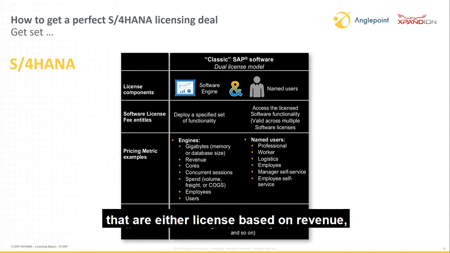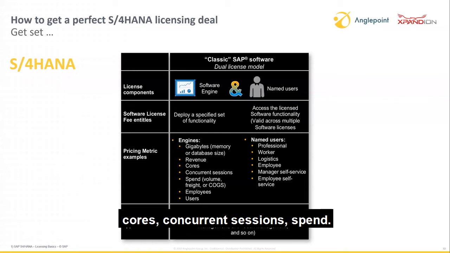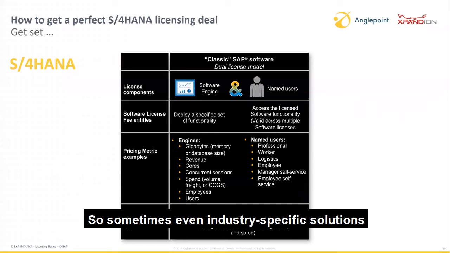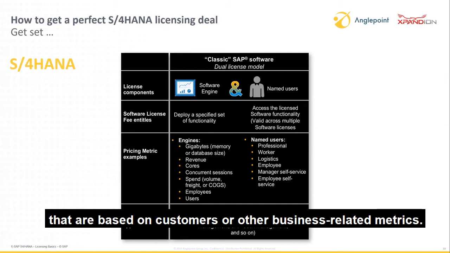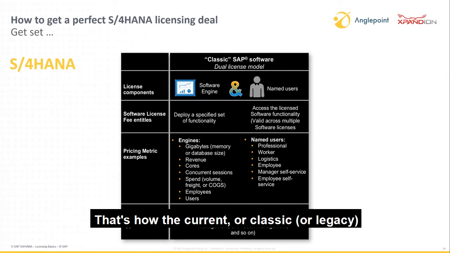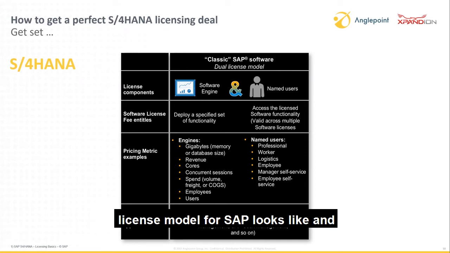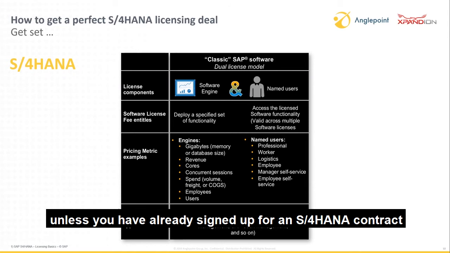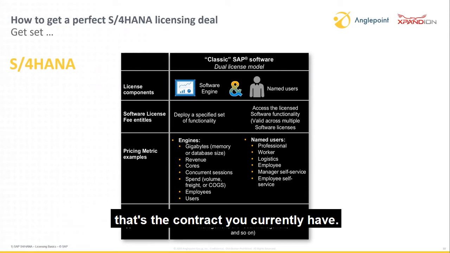what have you, that are either licensed based on revenue, calls, or concurrent sessions spent. So sometimes even industry-specific solutions that are based on customers or other business-related metrics. That's how the current, or classic, or legacy license model for SAP looks like. And unless you have already signed up for an S4HANA contract, that's the contract you currently have.